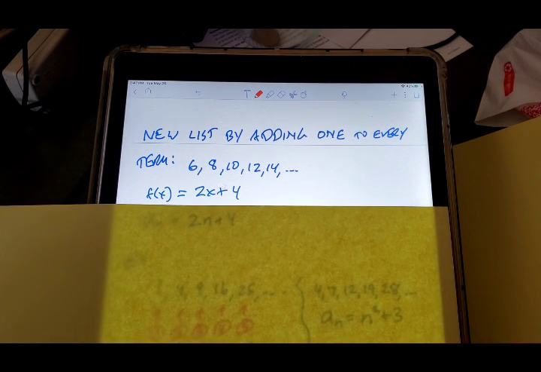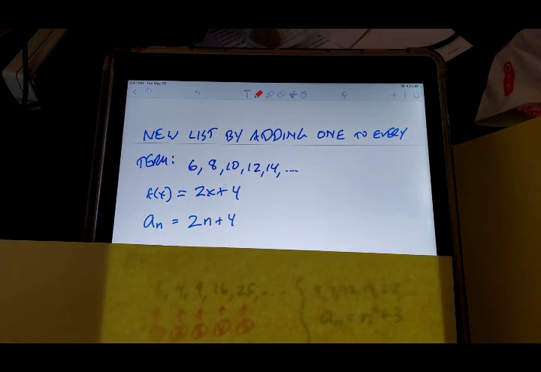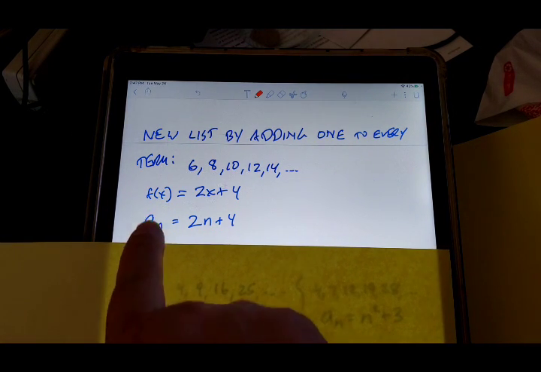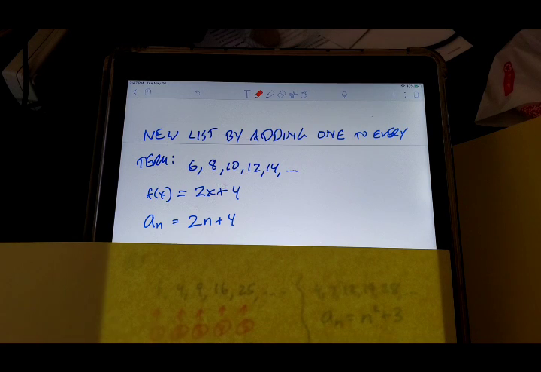But the first thing we have to learn is we don't use this notation in chapter 10. We use this notation, right? Instead of f of x, we say a sub n, and instead of x, we use n as the variable. Now, we'll come back to this type of problem.